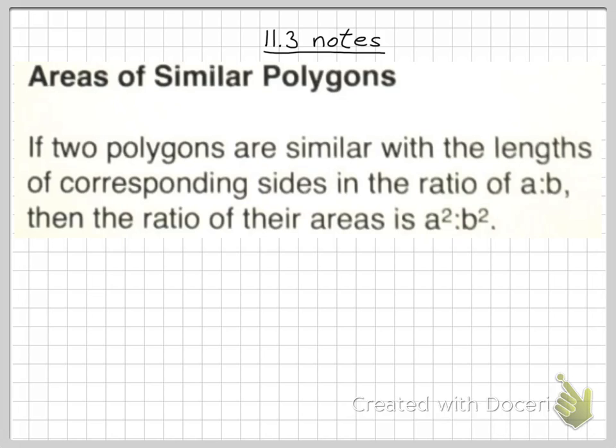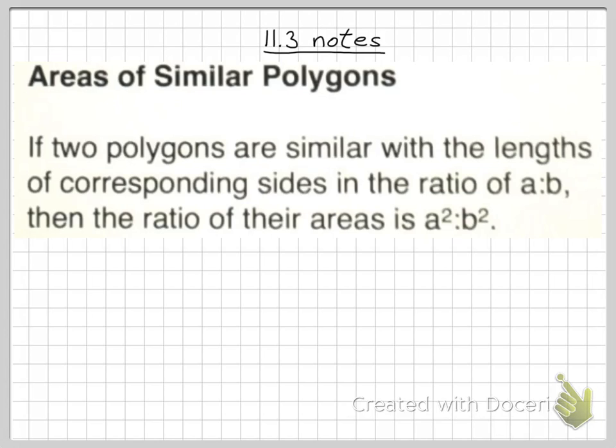So if you have two similar polygons, then the ratio of their corresponding side lengths will be different than the ratio of the areas. Okay, again, I'm going to repeat that because that's key. That's the important thing here. If you have two similar figures, the ratio of their corresponding side lengths will be a different ratio than the ratio of their areas. Okay, and I'd like you to write this down now. You're responsible for this theorem.